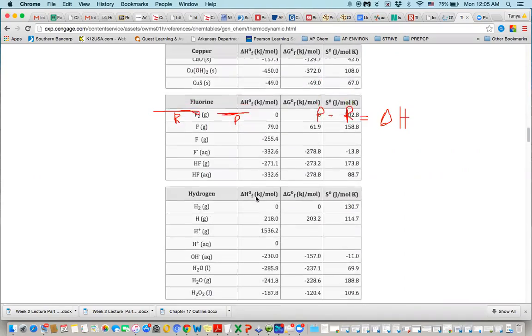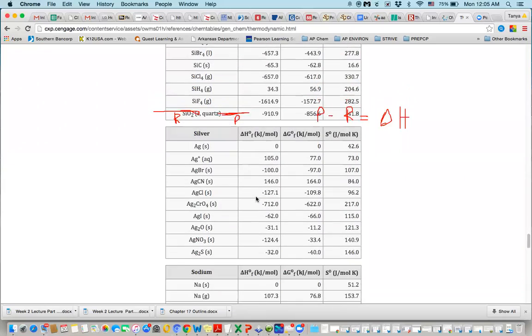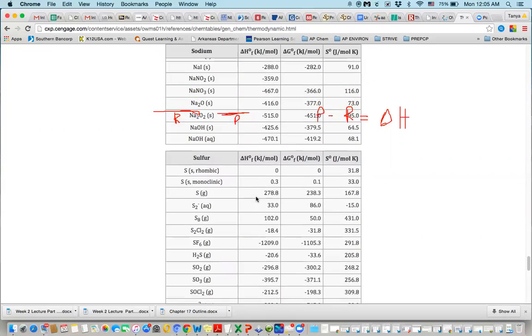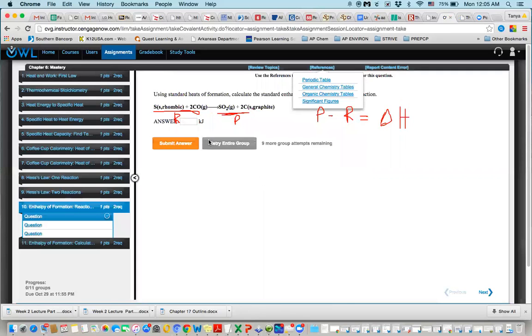Let's check out sulfur real quickly. I'm pretty sure that's the standard state for sulfur, but I could be wrong. It's been a little while. Now, sulfur rhombic is 0. Sulfur solid monoclinic is 0.3. Sulfur as a gas is 278. So I believe that one said that was rhombic. So let's check it out. It said rhombic, so that's a 0. And carbon is a 0.